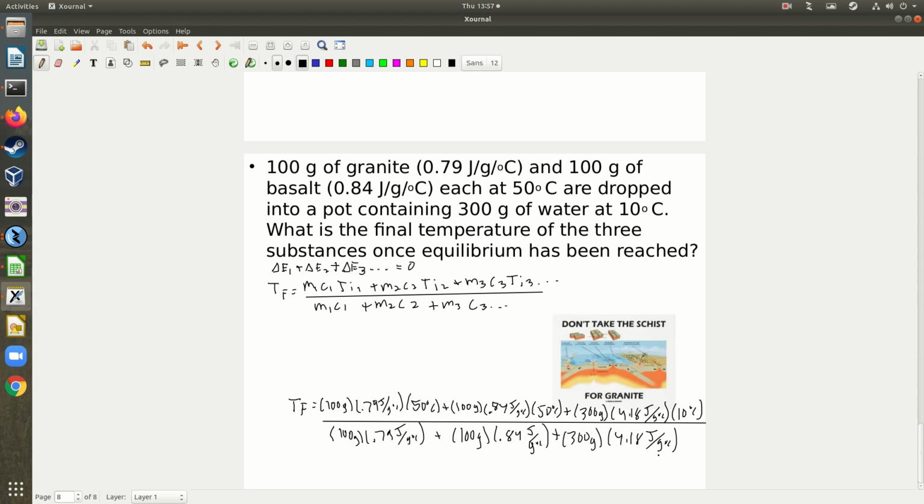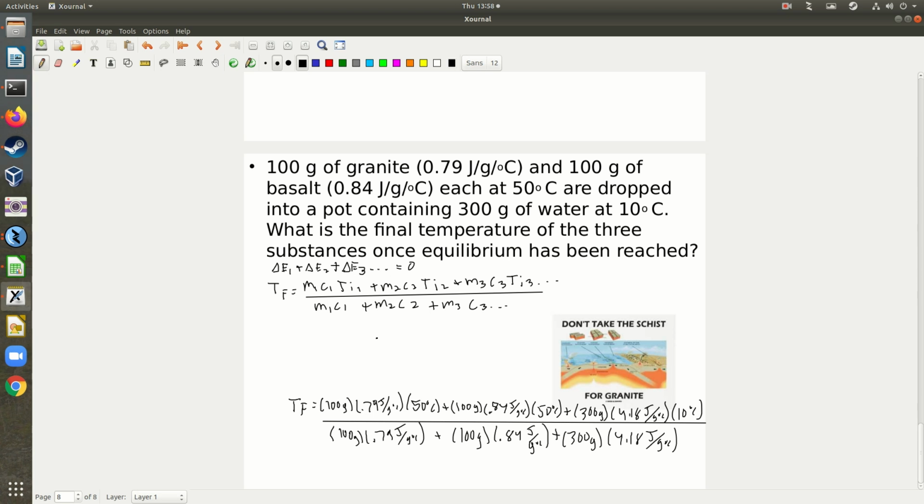Okay. Plugging this into a calculator. So 100 times 0.79 times 50 plus 100 times 0.84 times 50 plus 300 times 4.18 times 10, and then I divide that by 3 sets of numbers. Looks like we're going to have 100 times 0.79 is 79 plus 84 plus 300 times 4.18, close, 14.6 degrees Celsius.